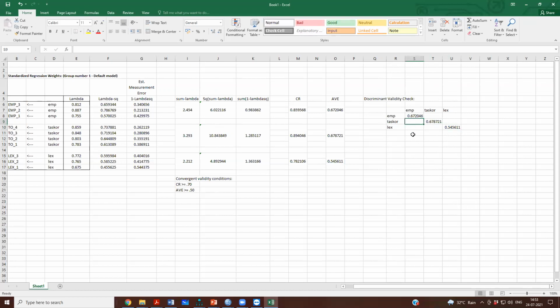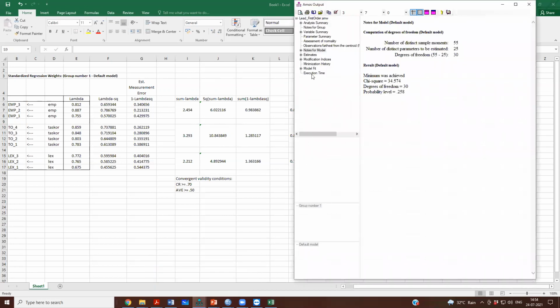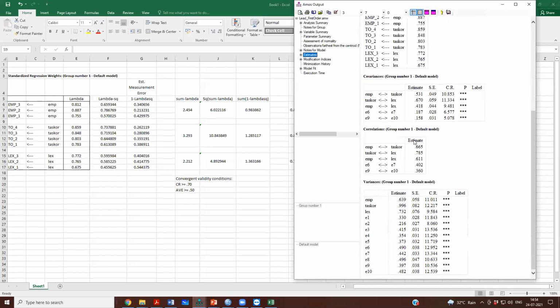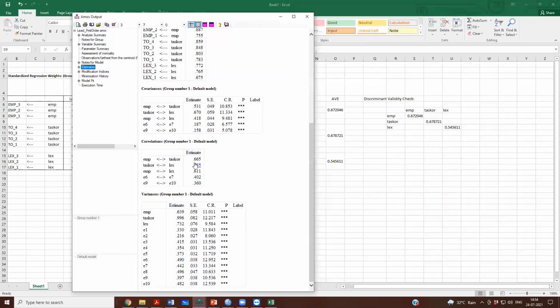Below the diagonal, we will write the interfactor correlation. Now, where do you get this result, interfactor correlation? We will get it in our AMOS output, the estimates. Right, so we got the standardized regression weights. Below this, you will see there are covariances and correlations. So this is where we will get the correlations. We need to write the correlation.